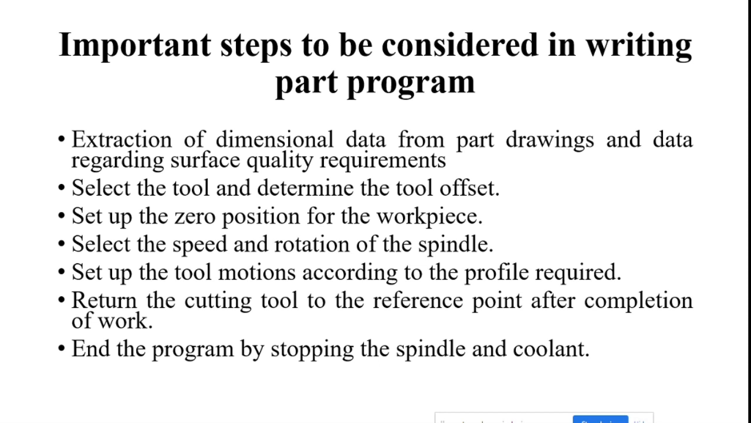After setting the zero position, we can move to select the speed and rotation of the spindle. Then we set up the tool motions according to the profile required. Tomorrow I will talk about milling operations, in which you will learn about tool motions. Then return the cutting tool to the reference point after completion of work. The final step is to end the program by stopping the spindle and coolant. These are all the important steps needed to create the part program.